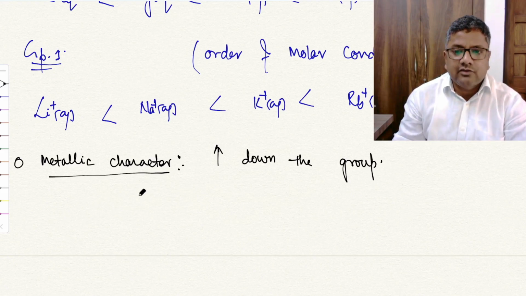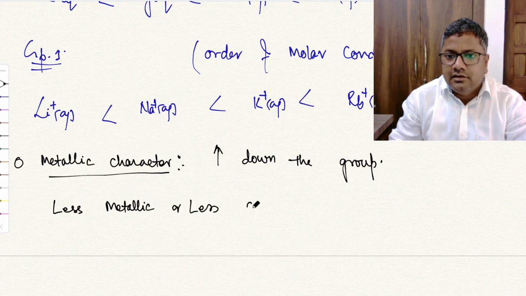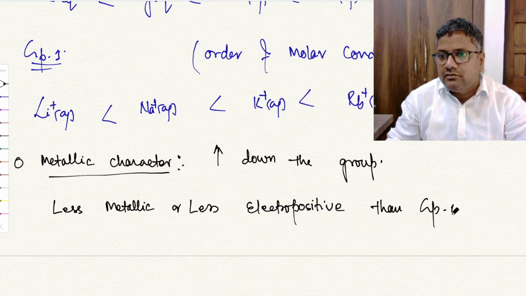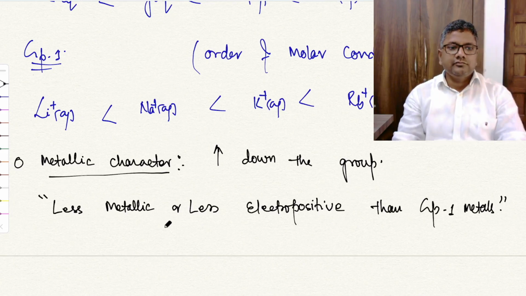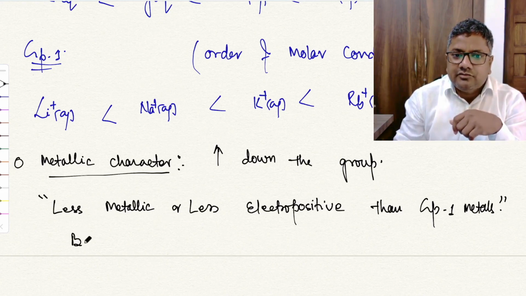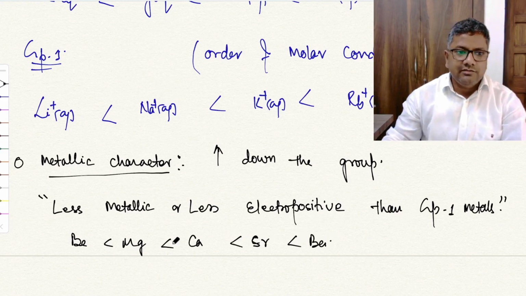They are less electropositive or less metallic than group 1 metals, right? So in this group, the strongest metal is barium. If you want the order, you can arrange it like this: beryllium, magnesium, calcium, strontium, and then barium, right? So this is the metallic character.